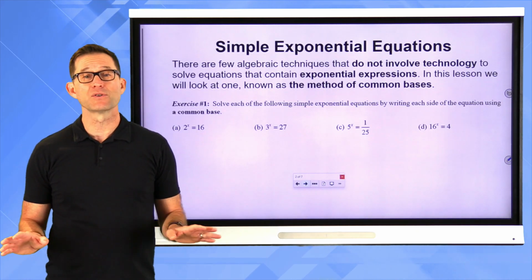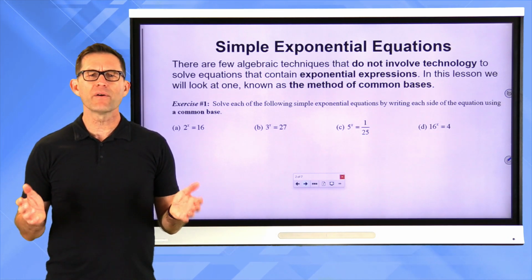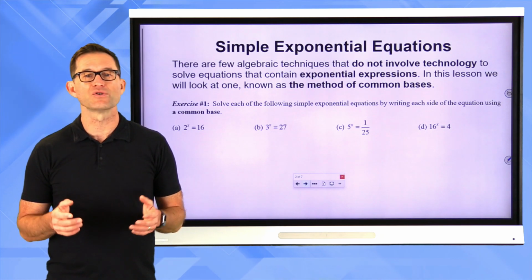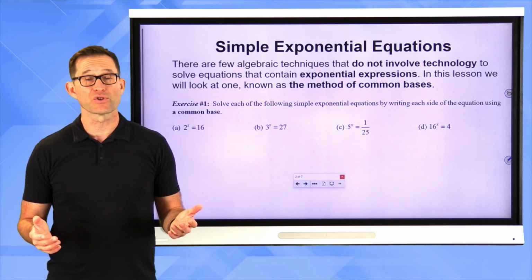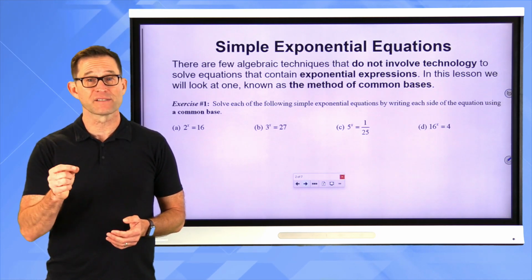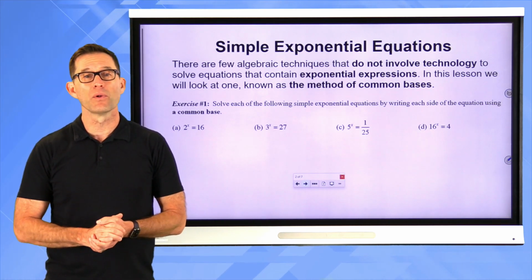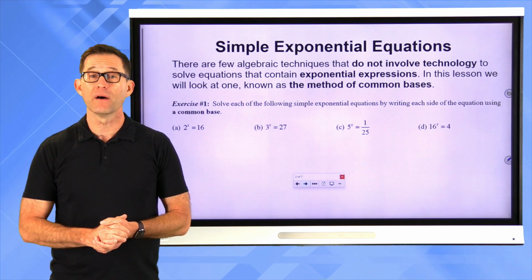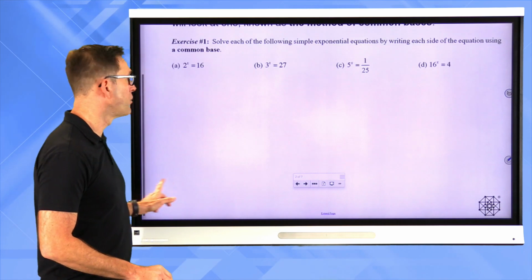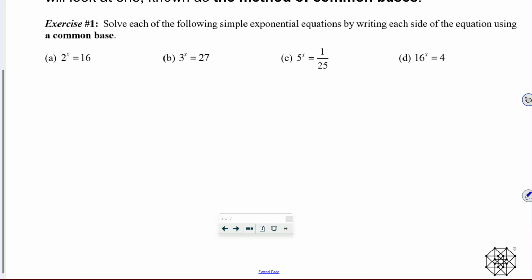Alright, simple exponential equations. There are really very few algebraic techniques that do not involve technology to solve equations that contain exponential expressions. And by that I mean where the variable is in the exponent. In this lesson, we will look at one known as the method of common bases. Let's start right away with an easy-ish problem in exercise number 1.